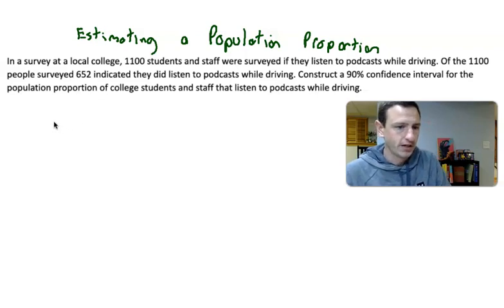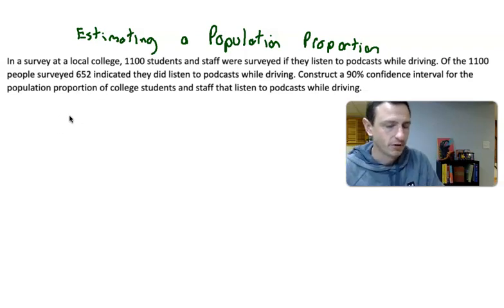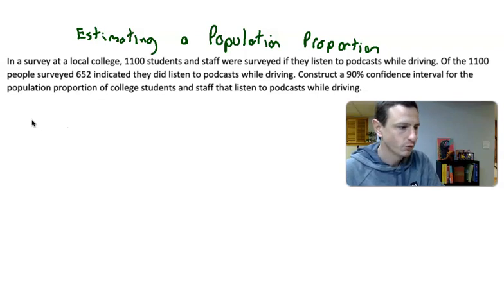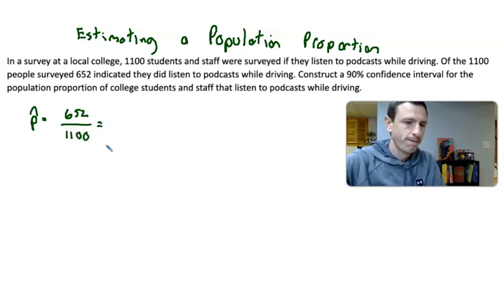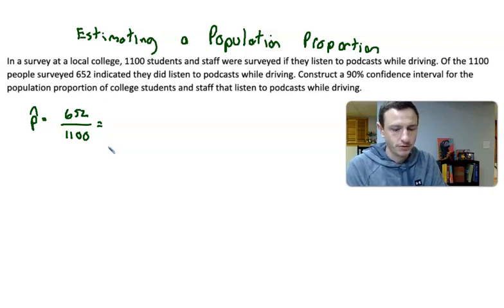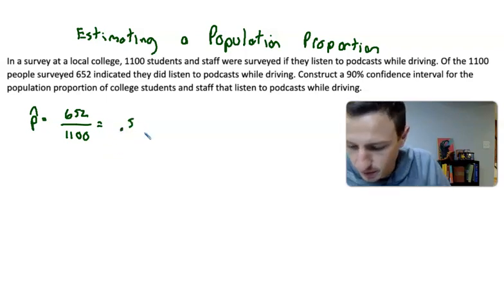First, when we're looking at estimating a population proportion, we want to get our p-hat value. P-hat is going to be the sample data. The sample data here is that of the 1,100 people, 652 out of 1,100 indicated that they did listen to podcasts while driving. So I'm going to take that as my p-hat value. So 652 out of 1,100, and that's going to be 0.593.